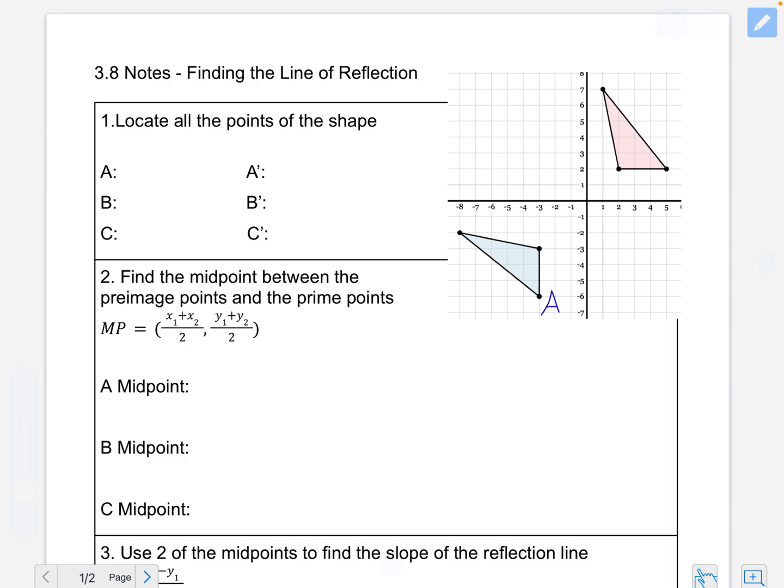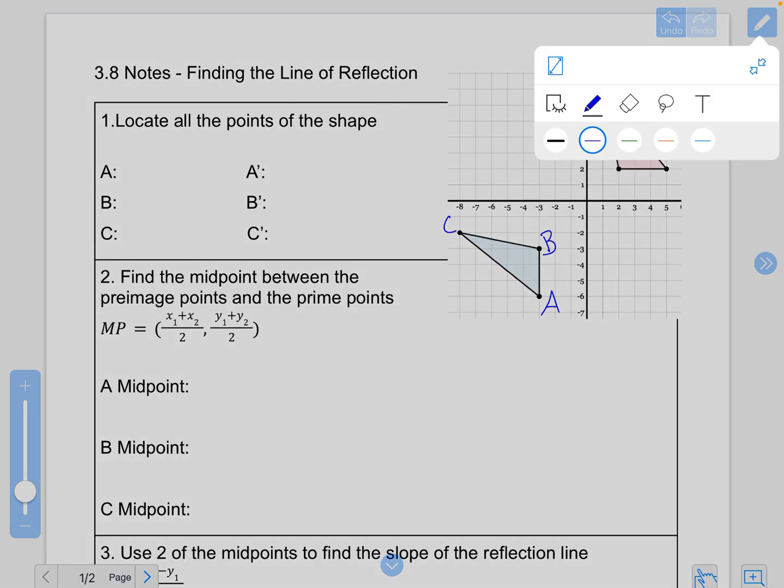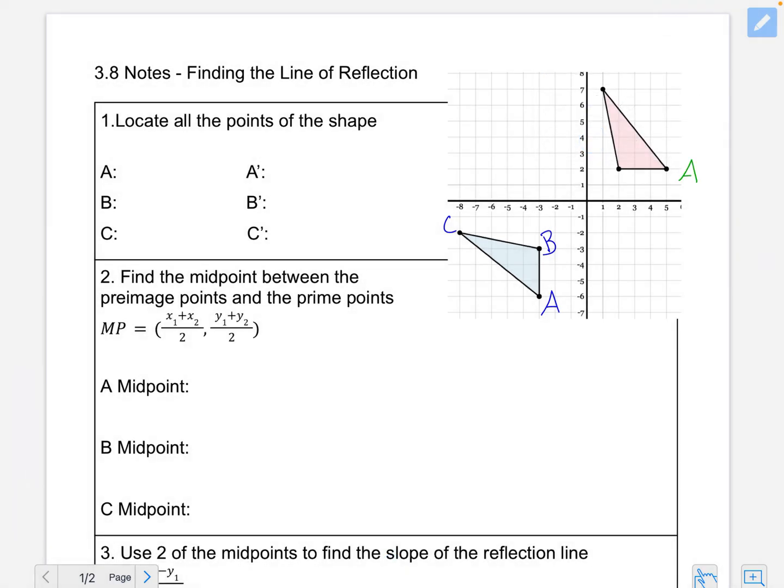So if the triangle on the left is our pre-image, and I'm going to be very honest, it really does not matter which one is our pre-image versus our image. A prime, B prime, C prime. The first thing that we need to do is find all of the points. So A is -3, -6, and A prime is 5, 2.